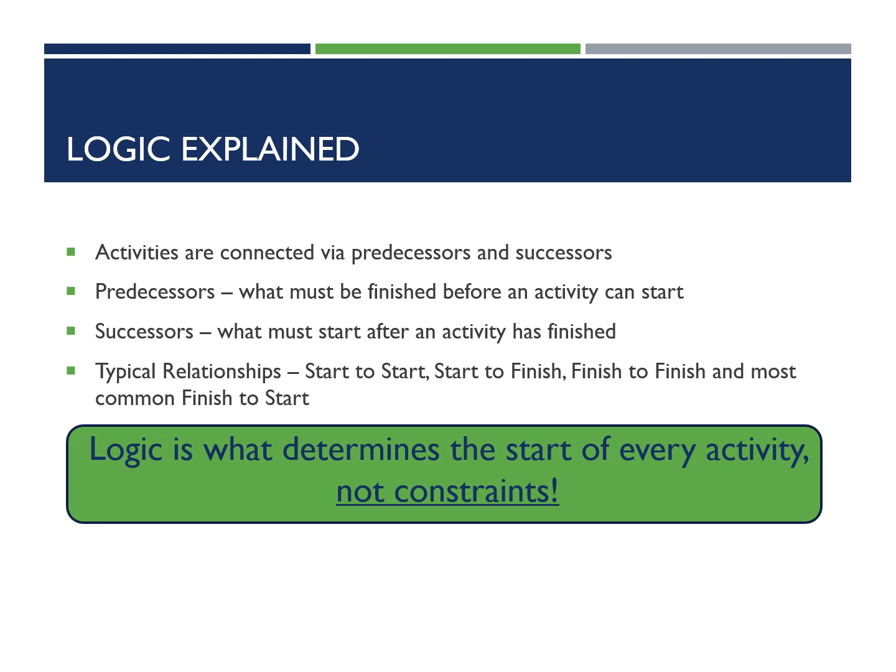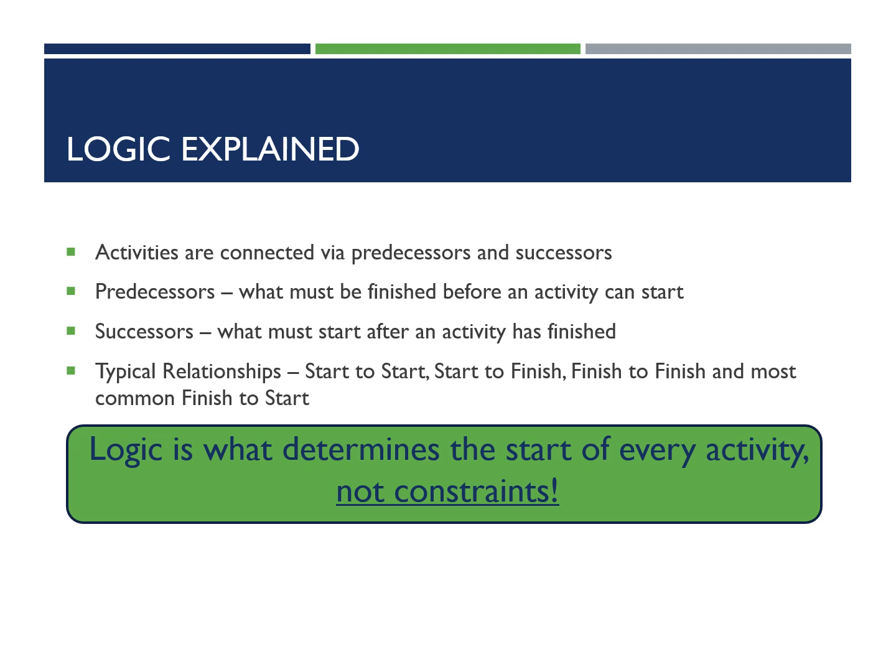A predecessor is essentially an activity that is driving the start of the next activity. So in an A goes to B goes to C scenario, A is the predecessor to B, B is the predecessor to C. Successors are what must start after an activity is finished. So in that same ABC scenario, B is a successor to A and C is a successor to B.